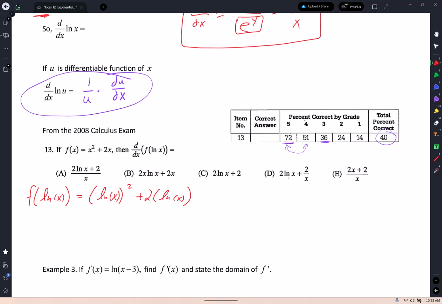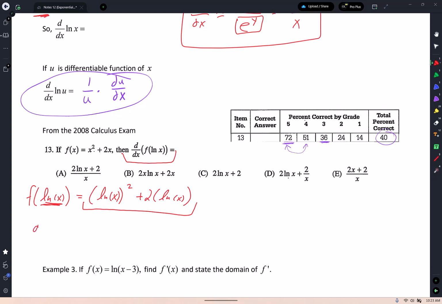If you're close, keep going. I'm going to go ahead and start getting situated here. This says find d/dx of f of ln of x. Wherever I have an x, I'm going to insert ln of x. So here's my function. f of ln of x equals (ln of x) squared plus 2 ln of x. This is what I'm going to find a derivative of.